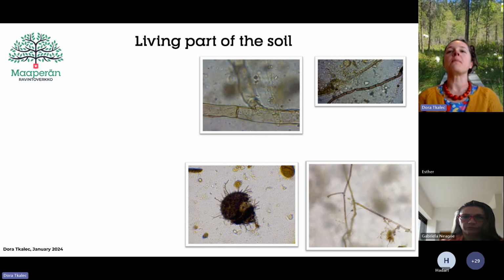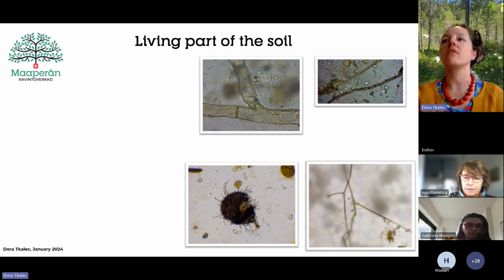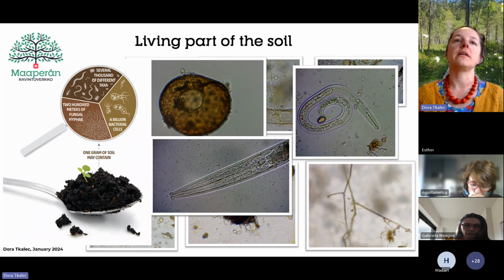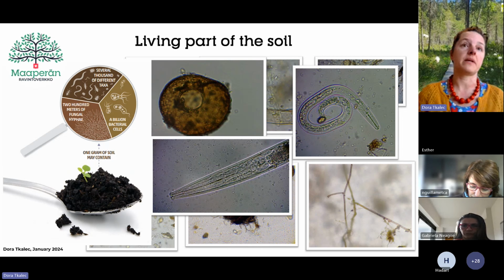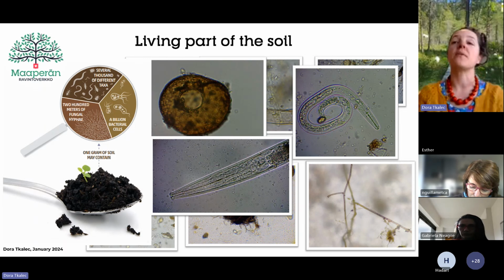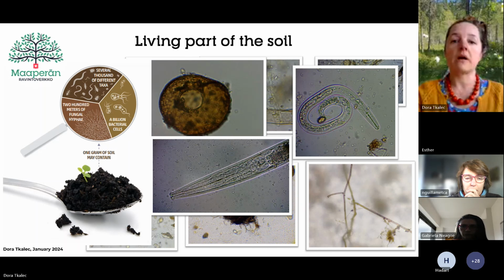When we're talking about soil microorganisms, we're talking about bacteria, actinobacteria, fungi. These are some beautiful pictures of fungal strands, then protozoa and nematodes. Just 1 gram of soil contains several thousand different species of microorganisms, up to 200 meters of fungal hyphae, and a billion bacterial cells. Of course, it depends on many different factors. So they must have some kind of role in that soil. And I want to say that, of course, they do, and they have a fundamental role in the soil.